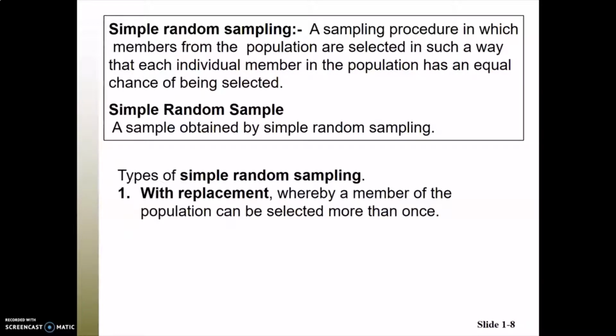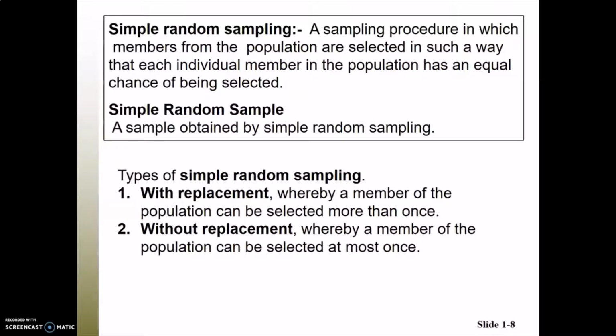There are two types of simple random sampling. One is called with replacement and the other is called without replacement. Let's say I take out a piece of paper on which B is written, and I don't put it back. Now when I pick another one, I cannot select B again. Such a sampling is called simple random sampling without replacement. And if I put the B back, then there is a chance that I can select that B once again. Such a sampling technique is called simple random sampling with replacement.